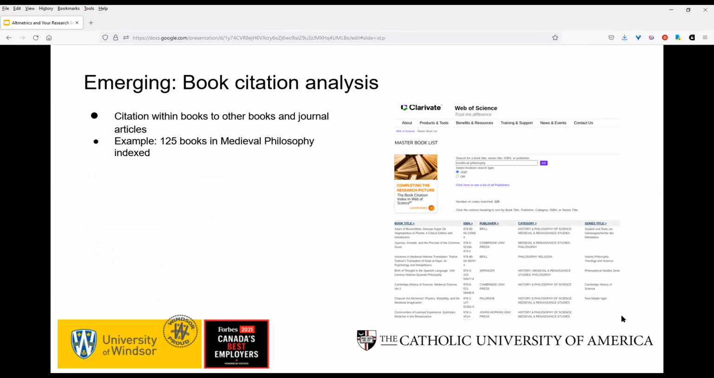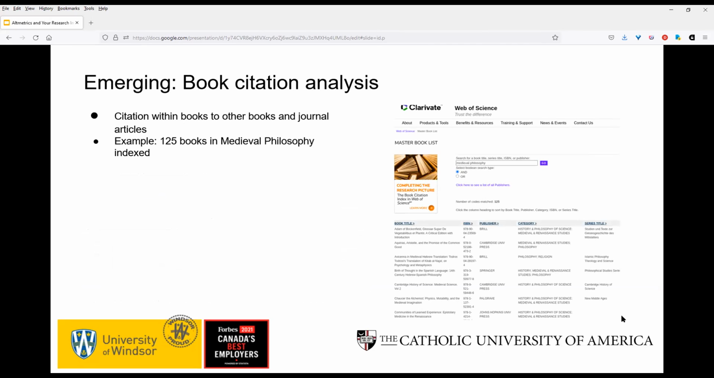We mentioned book citation as kind of an emerging thing, and it's still pretty much in its infancy. Clarivate has a book citation index that's been incorporated into its core products. I think there's about 250,000 books that are in there.